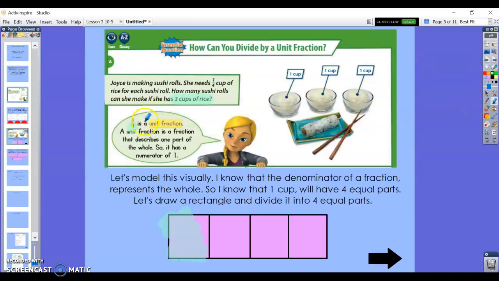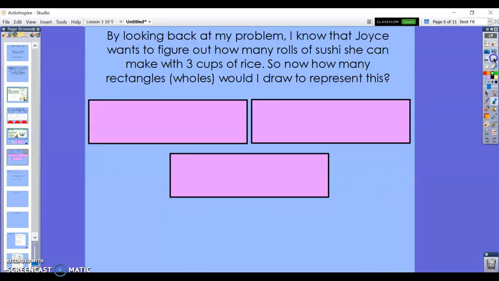And if I look back, I know my denominator is a 4, for 4 equal pieces. So that's what I'm going to divide each of my boxes into. But did you just hear me say divide? I did say divide. So I know I have 3 wholes, 3 cups, and I want to see how many fourths I can get out of 3 cups. So what I'm solving here is really a division sentence, a division problem.